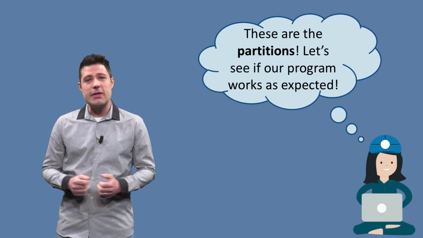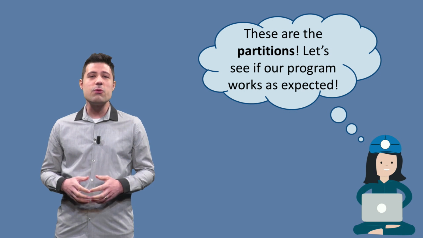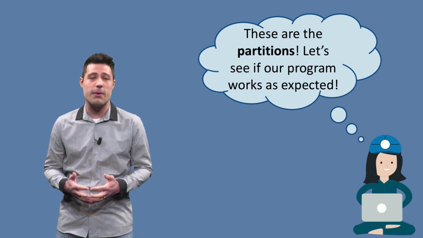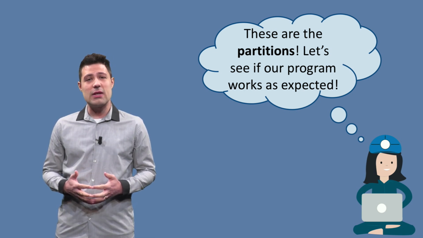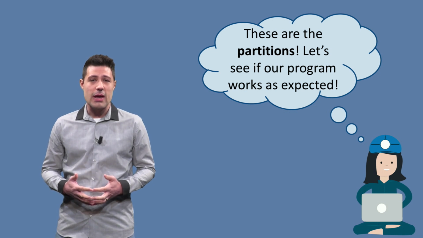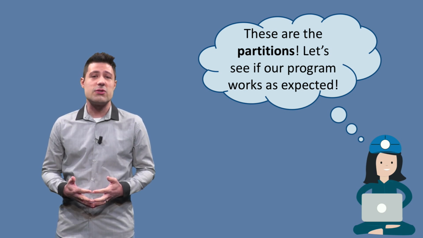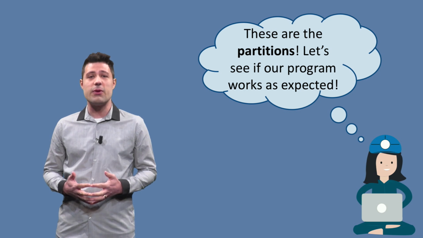Now that we know the partitions, we should make sure that our program behaves correctly in all of them. And let's do this in an automated fashion. Let's write some JUnit tests that will exercise these different partitions.